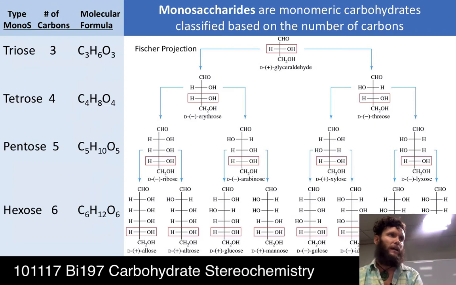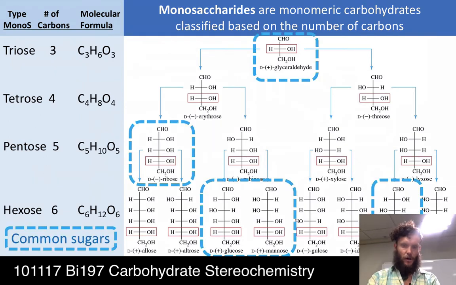This way of writing the sugars out is called a Fischer projection. We're going to see what that means a bit more in a couple slides from now. And in the hexoses, there are some sugars that you recognize. So, for example, down there on the bottom, you see glucose. Perhaps some of you have heard of mannose or galactose, but certainly you've all heard of glucose.